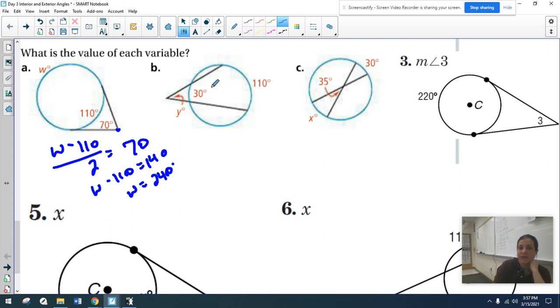Over here, this is one that's just going to be a normal setup. So I'm going to take the big arc minus the small arc, cut it in half, and that's going to give me my angle. So this is going to give me 80. So if I do 80 divided by 2, that's going to give me 40 degrees.